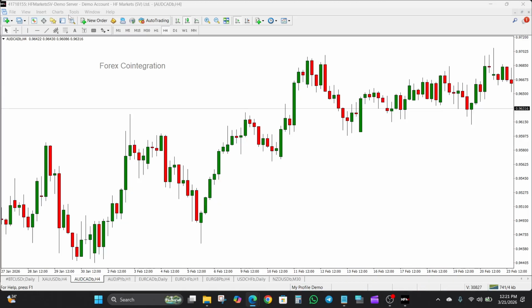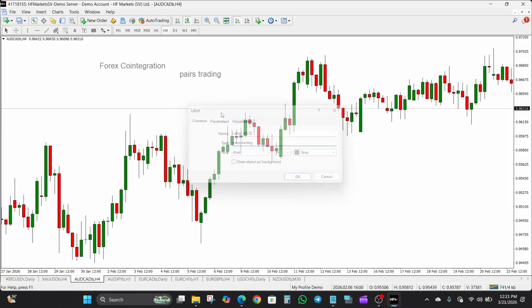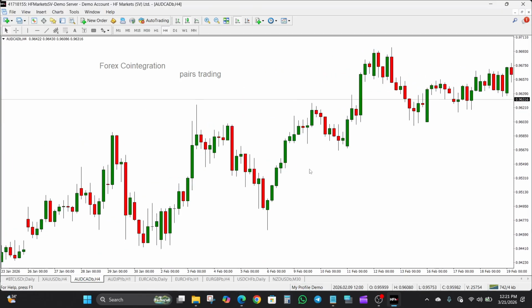All right, so traders use this idea for something called pairs trading. So here's how it works. If two currency pairs that usually move together suddenly diverge, meaning one goes up while the other goes down.